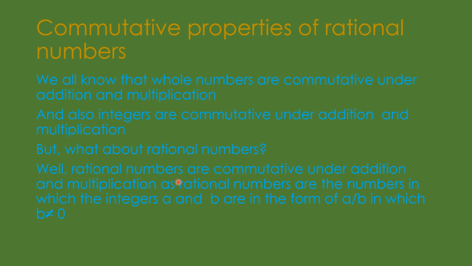Well, rational numbers are commutative under addition and multiplication, as rational numbers are the numbers in which the integers a and b are in the form of a by b, in which b is not equal to 0. Okay, now let's see the examples.